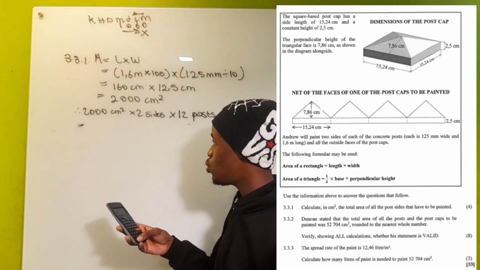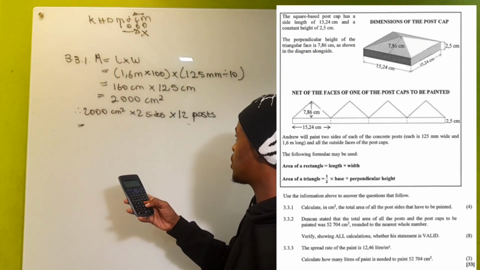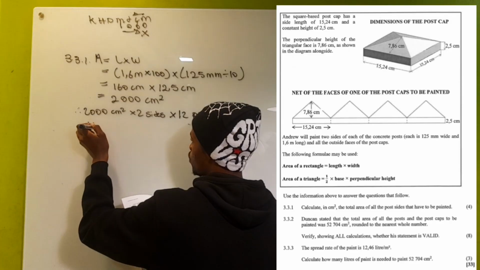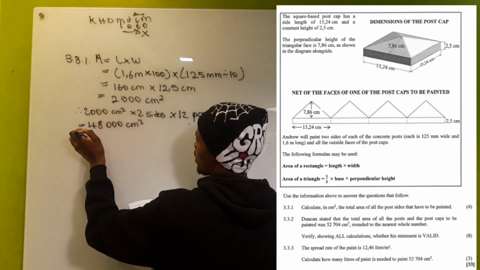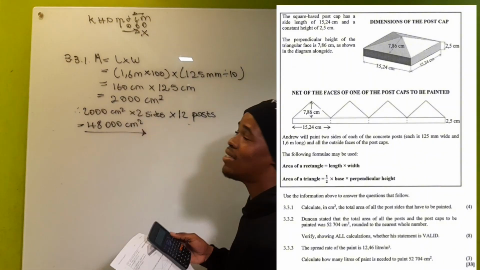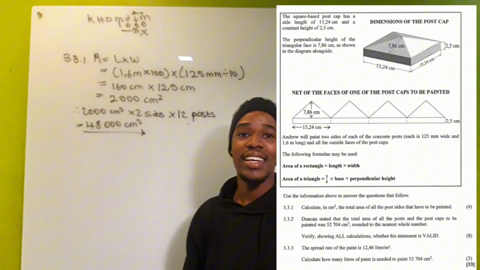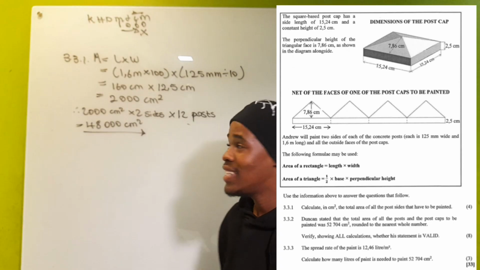So we're going to say 2000 centimeters squared multiplied by 2 sides multiplied by 12 posts, and we have a total of 48,000 centimeters squared. And this is our final answer. This is the total area of the post that has to be painted. And this is your final answer, 48,000.